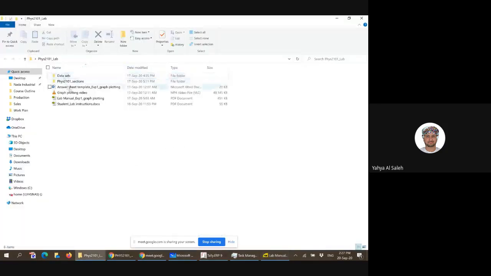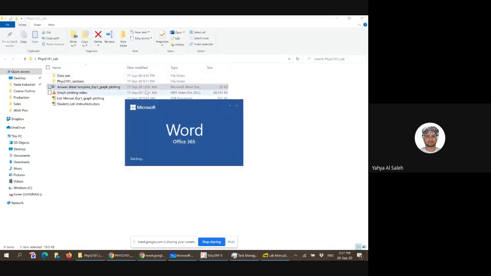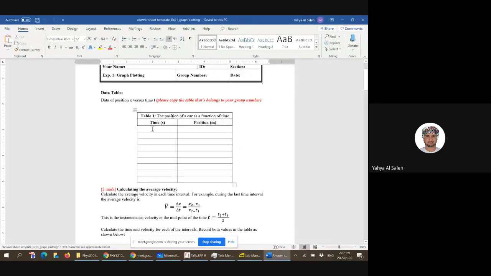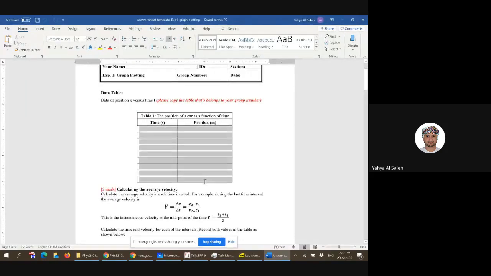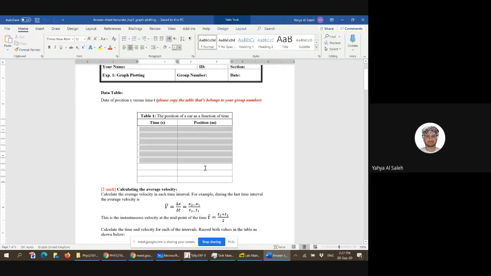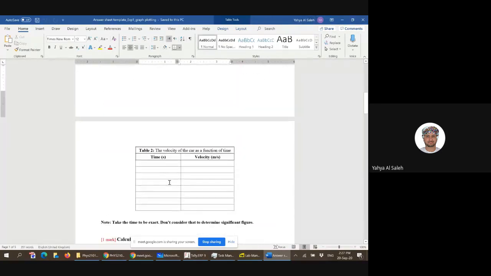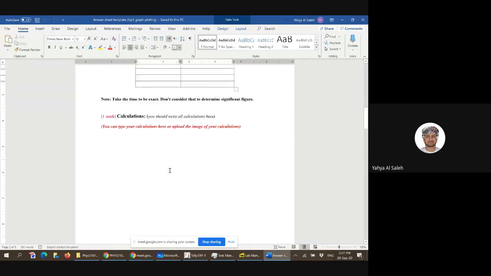Another thing you have is your answer sheet template. So you will get a blank version of this. This is empty. You have to copy the data that belongs to your group, which I will show you in a little bit. It tells you exactly what to do, how many marks for each bit, etc. You fill this in. The easiest version is not to even print it, just type it in.